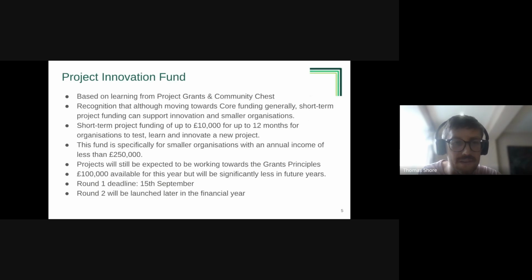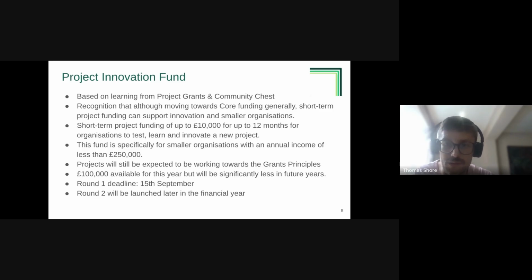We've also got our Project Innovation Fund. This is based on learning from our Project Grants and Community Chest programmes over the last few years, and we're moving towards more core funding generally. We recognise that short-term and project funding can support innovation in smaller organisations, which is why we've kept some project funding within the programme. This funding will be for short-term projects of up to 12 months, with grants of up to £10,000 available. It's funded specifically for smaller organisations with an annual income of less than £250,000.